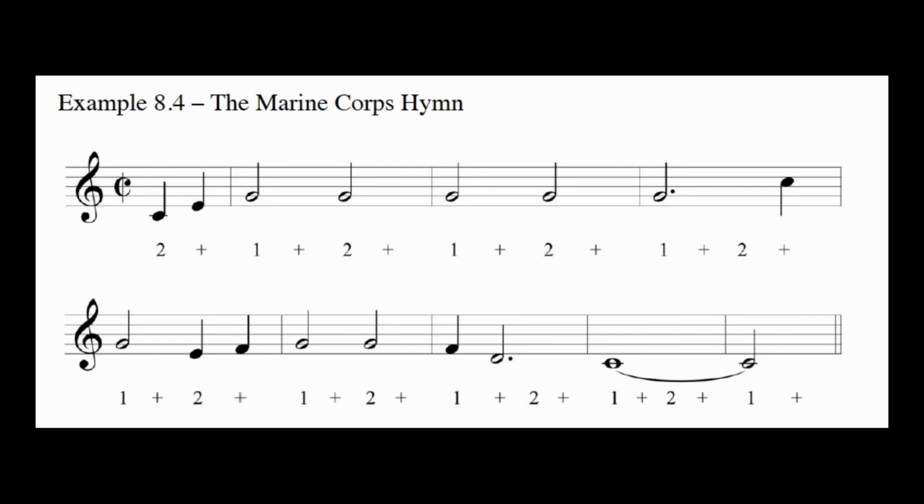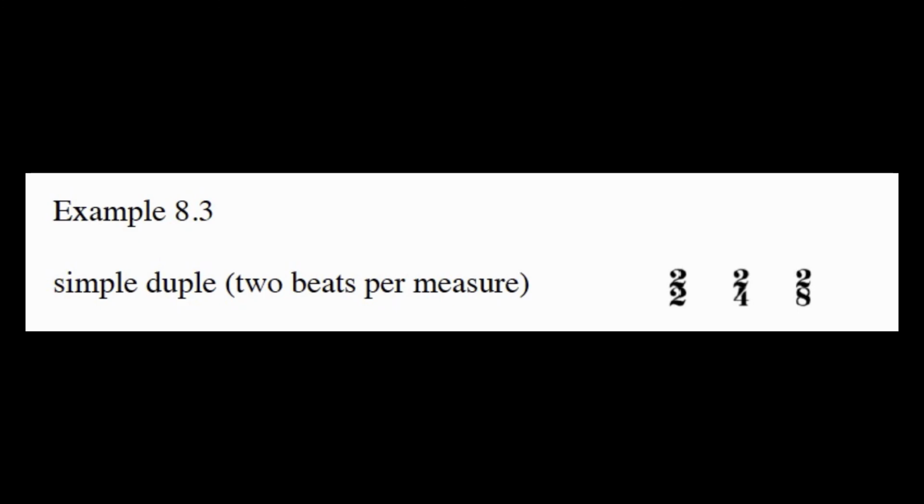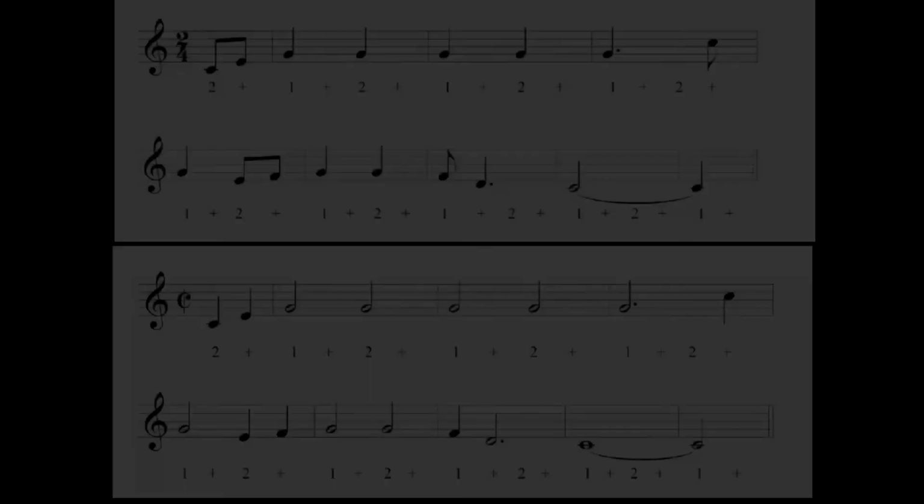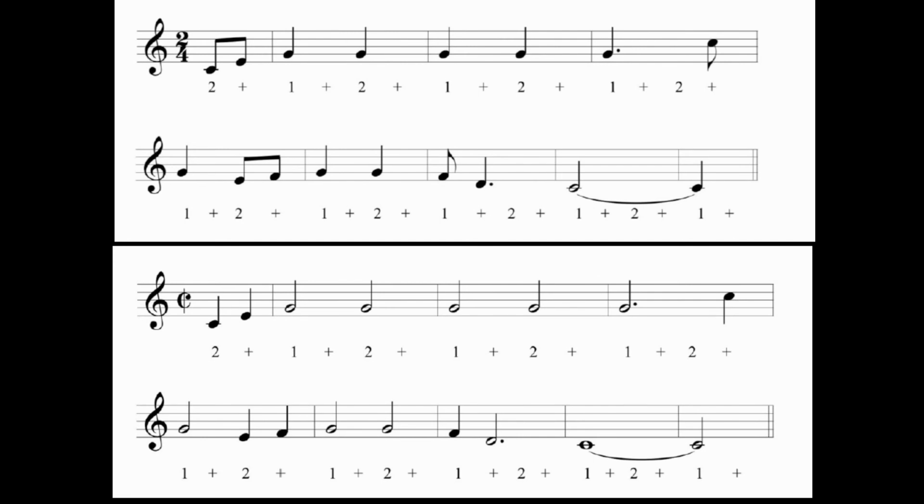Now, as shown in example 8.3, there are many time signatures that can be used for simple duple meter. In fact, we could rewrite the Marine Corps hymn in example 8.4 using the meter of 2/4, but we would have to change the note values so that the quarter note receives the beat and the eighth note receives the division. If we specify to the performer to play the beats at the exact same speed, the music as notated in example 8.4 will sound exactly the same as example 8.3.